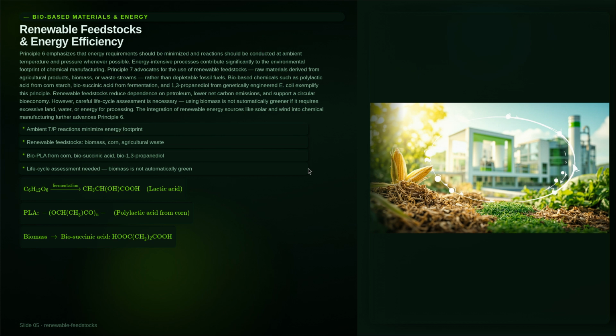Bio-based chemicals such as polylactic acid from cornstarch, biosuccinic acid from fermentation, and 1,3-propanediol from genetically engineered E. coli exemplify this principle. Renewable feedstocks reduce dependence on petroleum, lower net carbon emissions, and support a circular bioeconomy. However, careful life cycle assessment is necessary. Using biomass is not automatically greener if it requires excessive land, water, or energy for processing.